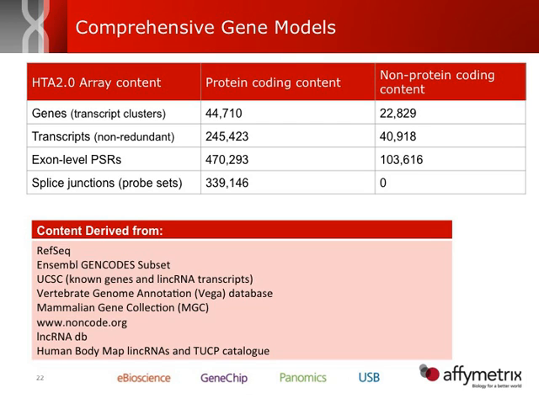What's really interesting is that the content is derived from several public databases. All of our content is taken from the public domain, so none of this is proprietary information. We do that because we want you to be able to find your interesting results using the array and then link out to these public data sources and get more information about the things that you see which might be interesting in your study. The content is derived from multiple sources, including RefSeq, Ensembl, UCSC, Vega, the MGC, and the long non-coding content is coming from NONCODE, lincRNA-DB, the Human BodyMap lincRNA, and the TUCP catalog.